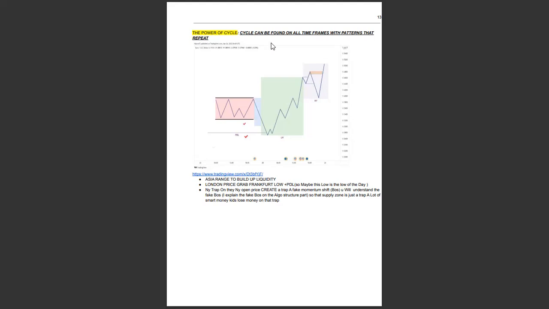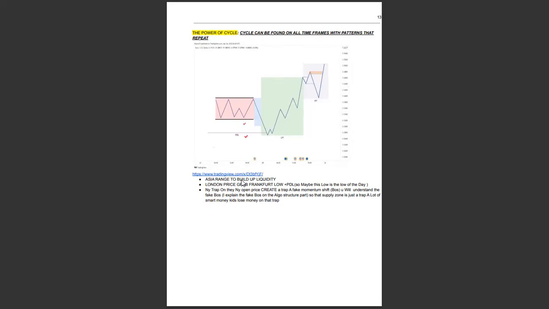The power cycle can be found on all the time frames, with a pattern that repeats, right? The pattern always happens in the market and always repeats itself. And when it repeats itself, you can actually know where it's going to go. You can see these patterns, right? It was an accumulation here, then a break, and a distribution here.